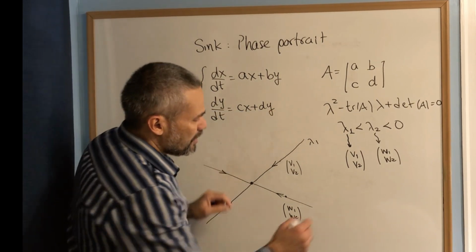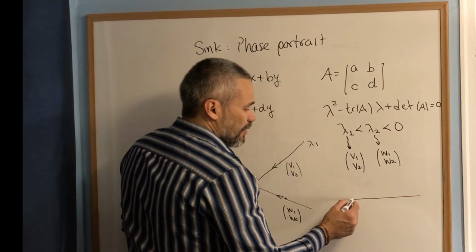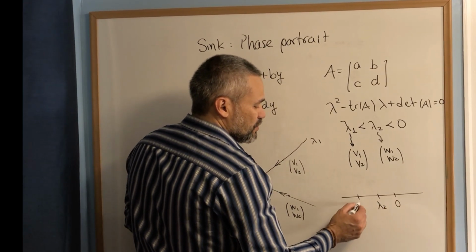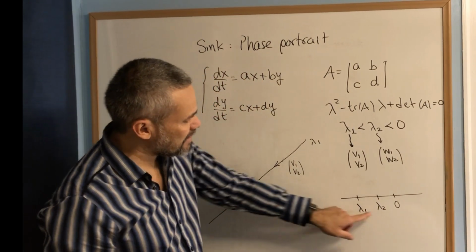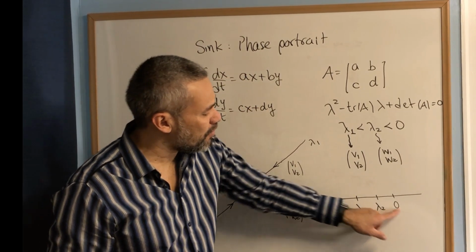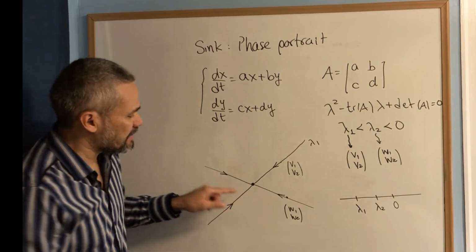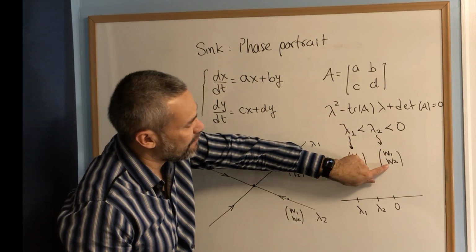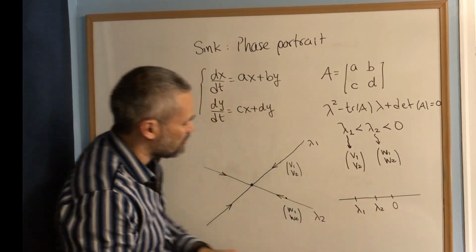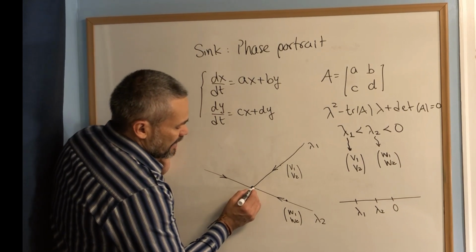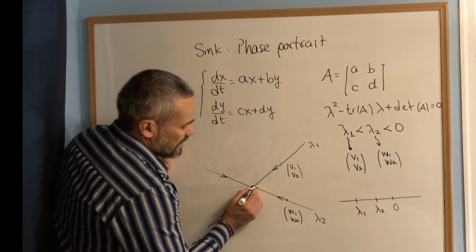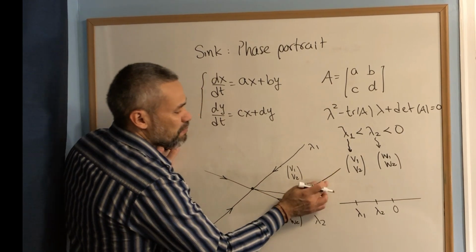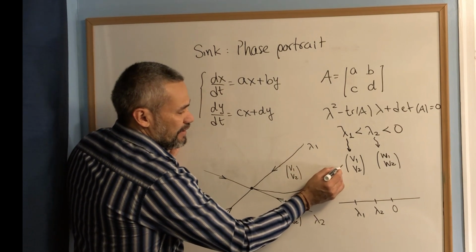But then what we do is we represent lambda 1 and lambda 2 in the real line. Here is 0. In this case, I have lambda 2, lambda 1. I notice that lambda 2 is closer to 0 than lambda 1. That means that along the line that goes with the direction of the eigenvector for lambda 2, because lambda 2 is closer to the origin, near the origin I will do something that looks tangent to this line, and far away from the origin I will do something that looks parallel to the other line. Then this is the orbit.